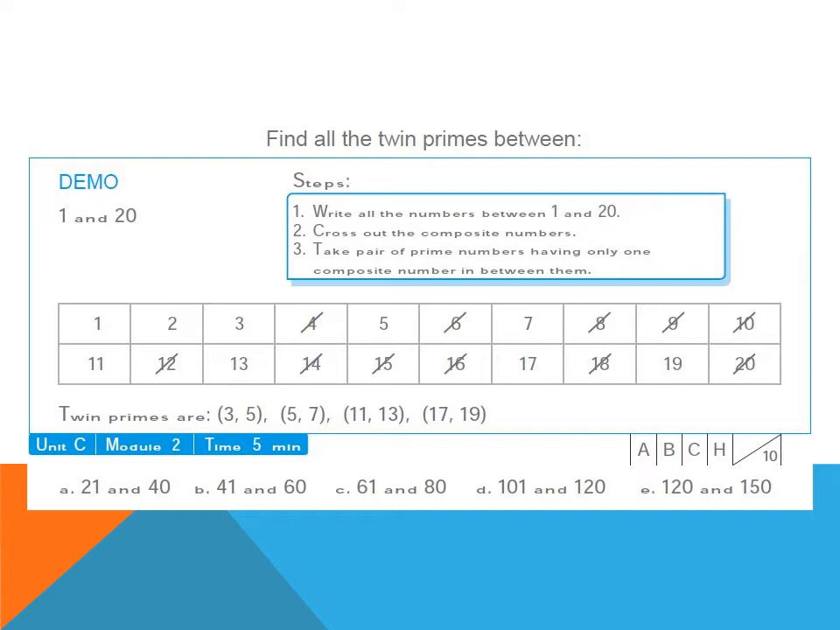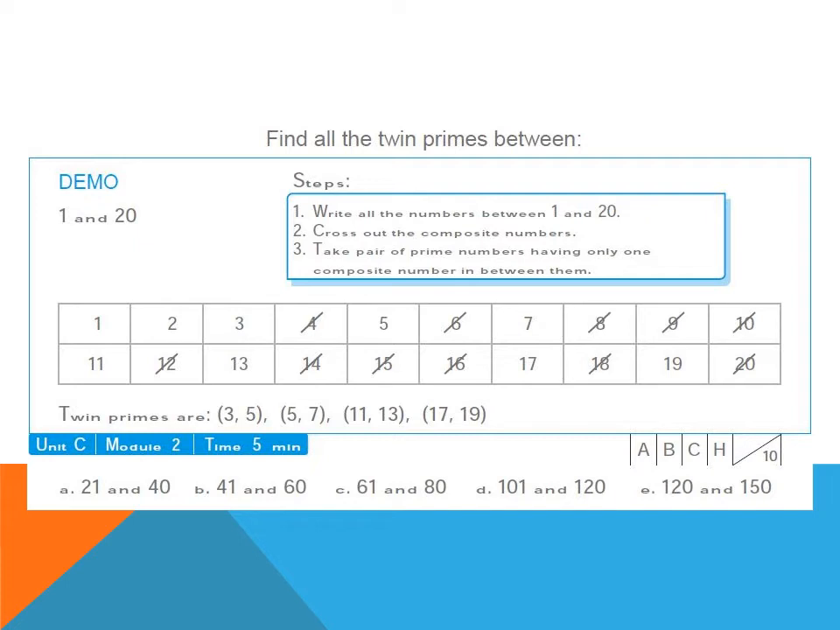So 4, 6, 8, 9, 10, 12, 14, 15, 16, 18 and 20. These are composites, so we are crossing them off. Now take pairs of prime numbers having only one composite number in between. That means 3 and 5 have only one composite number between them. 5 and 7 have only one composite number between them. 11 and 13 have only one composite number between them. Again, 17 and 19 have only one composite number between them. So these are the twin primes.